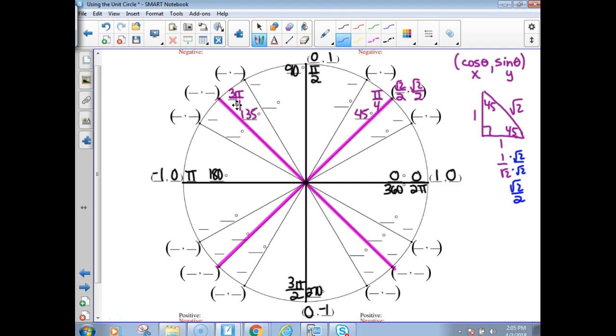Then I think about this point. It should be exactly the same as the one in the first quadrant, except the cosine would be negative because x is negative in quadrant 2. So this would be negative square root of 2 over 2, positive square root of 2 over 2 for the sine.